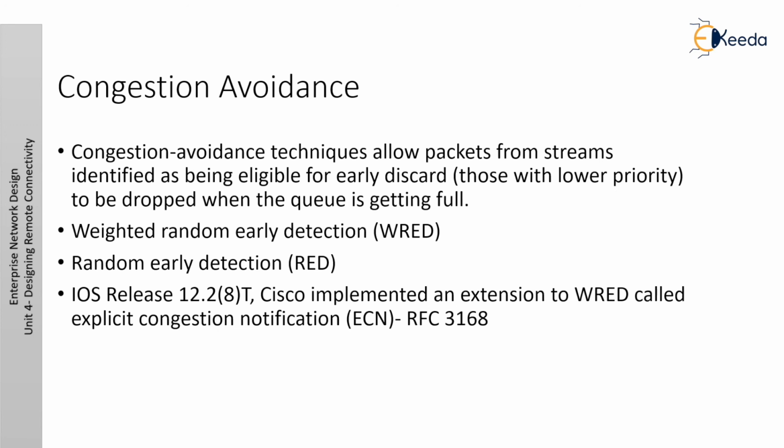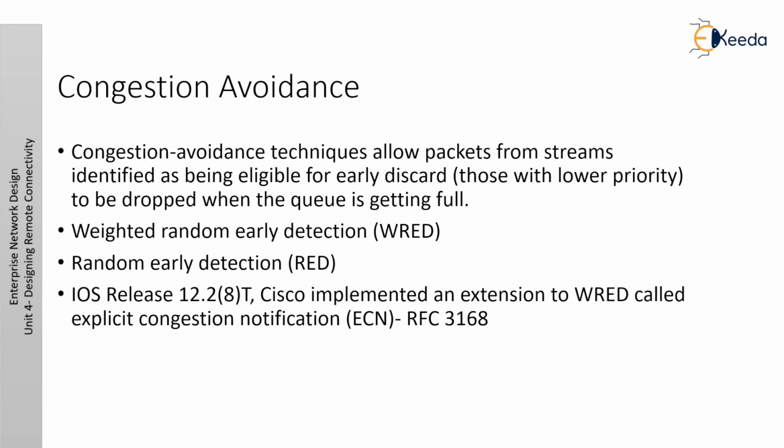Weighted random early detection extends random early detection by using the IP precedence bits in the IP packet header to determine which traffic should be dropped. The drop selection process is weighted by IP precedence. Similarly, differentiated services code point, DSCP-based weighted random early detection, WRED, uses the DSCP value in the IP packet header in the drop selection process. WRED selectively discards lower priority traffic when the interface begins to get congested.